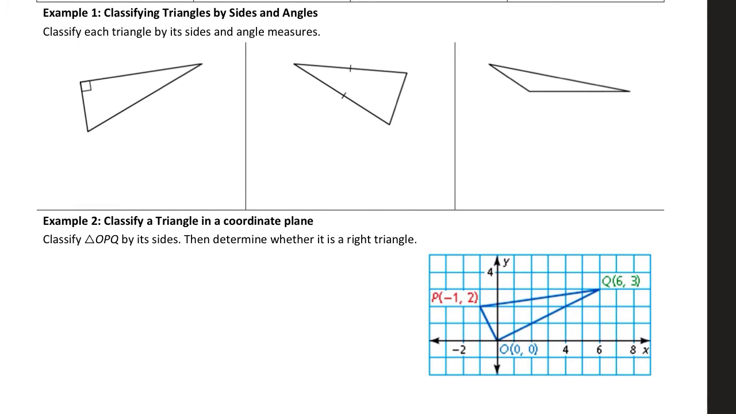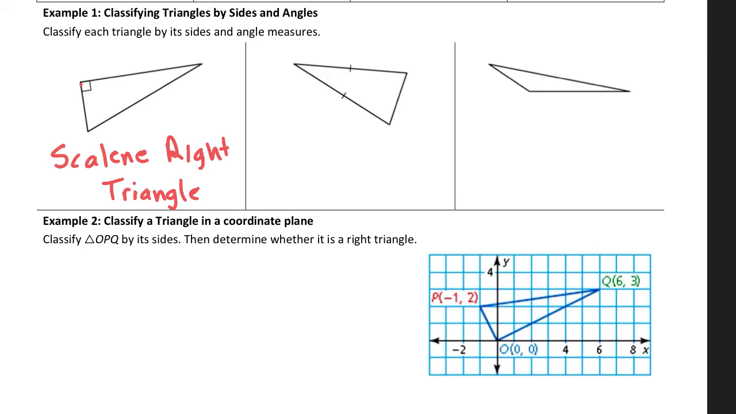Now, with these three examples, we're going to classify triangles by their sides and their angles. So in this first triangle, we have nothing marked as congruent as far as sides go. So this triangle would be scalene. That's me classifying it by its sides, and then classifying it by its angles, it has this one right angle. So this is a scalene right triangle. None of the sides are congruent, and it has one right angle. So that's a scalene right triangle.